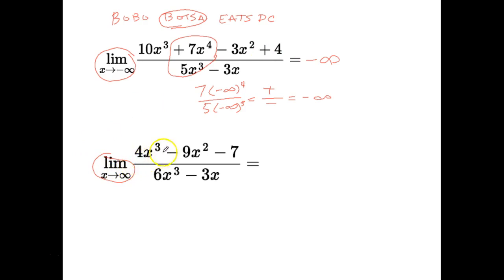Limit as x approaches infinity. Find the largest exponent on top and bottom. That would be the largest on top. This is the largest on bottom. Okay, the exponents are the same. Exponents are the same, so divide coefficients. The coefficients are 4 and 6, which we can simplify. And that's our answer, 2/3. You have a horizontal asymptote that is 2/3. So as it goes to the right and to the left, the answer is 2/3.